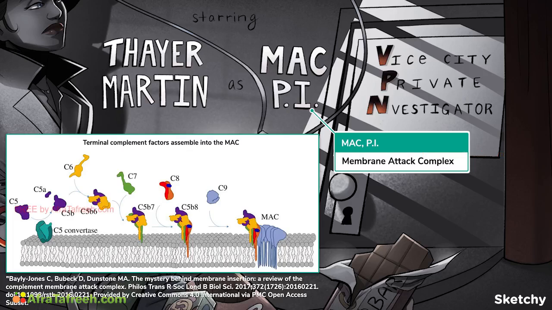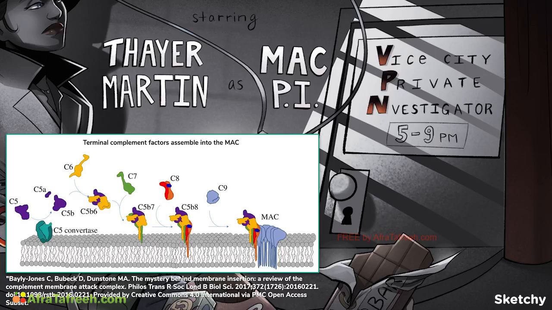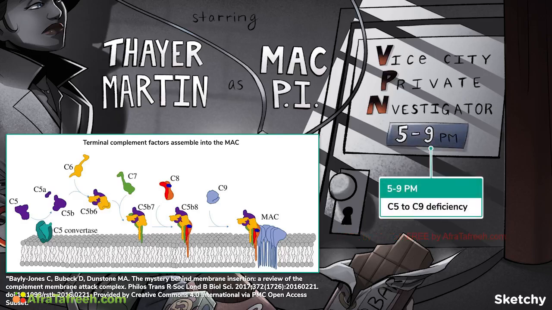We've centered our feature presentation around Mac, a crime-fighting PI, because MAC, or membrane attack complex, is an essential host defense mechanism against Neisseria infections. You may recall that MAC is a complex of proteins formed at terminal stages of the complement pathway. Do you remember what deficiency causes increased susceptibility to Neisseria species? For the answer, check out MAC's listed hours of operation. That's right, it's terminal complement deficiency, specifically of C5 to C9. So that means she's a PI by night, which I imagine are good hours to be a PI.